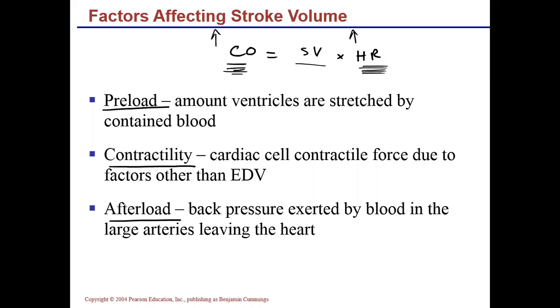In other words, preload usually referred to the amount of blood that is coming back towards the heart. If a lot is coming before they load up, before they contract, that's called preload. Contractility refers to the force that is required for myocardium to contract. And finally, you have the afterload. What happens after that? There is a back pressure exerted by the blood in the large arteries, such as aorta, as the blood is leaving the heart. And that is called afterload.